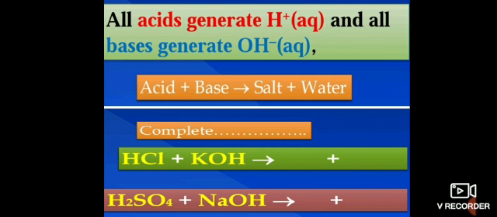HCl when reacts with KOH, H2SO4 when reacts with sodium hydroxide. Can you complete this work? Yes, you must complete this work. This type of questions can be asked in examination. Hydrochloric acid when reacts with potassium hydroxide, it will form potassium chloride and water. Likewise, sulfuric acid when reacts with sodium hydroxide, it will form sodium sulfate plus water.